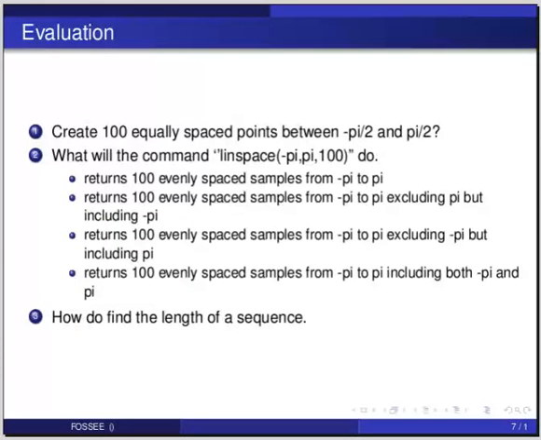Now create 100 equally spaced points between minus pi by 2 and pi by 2. Second one, how do you clear a figure in ipython? The third one, how do we find the length of a sequence?